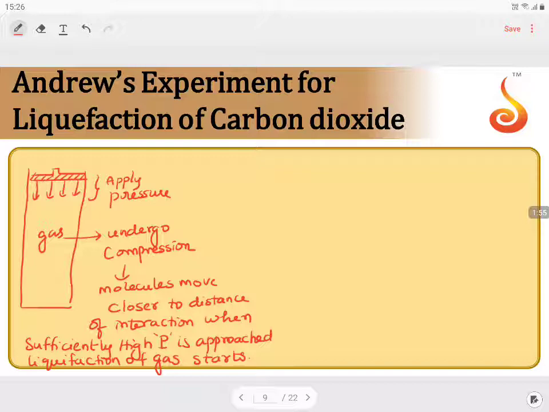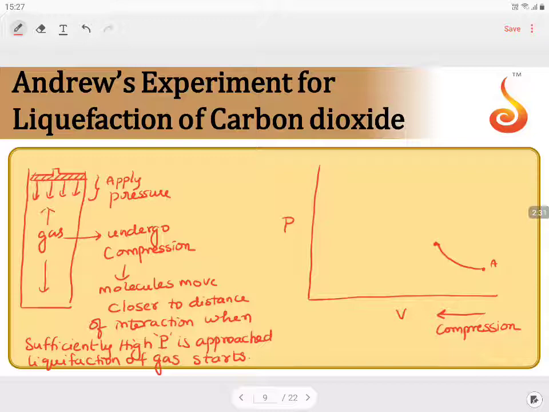If you try to understand this with a graphical approach, I have taken pressure over here and volume here. Let us start with point A, at very low pressure and high volume, where the gas occupies a high volume. Moving from high volume to low volume means compression, increasing the pressure or decreasing the volume. The gas undergoes compression following gas laws from point A to B.